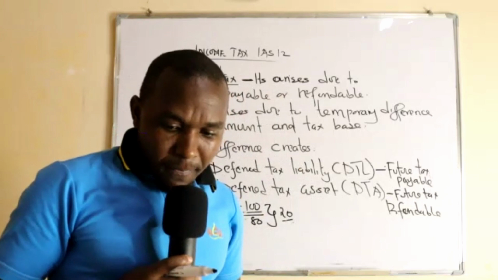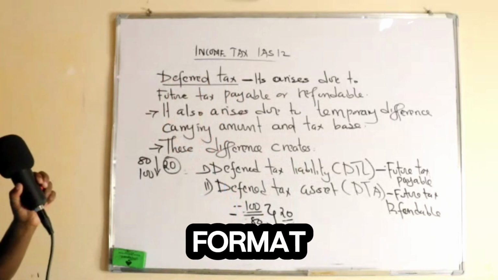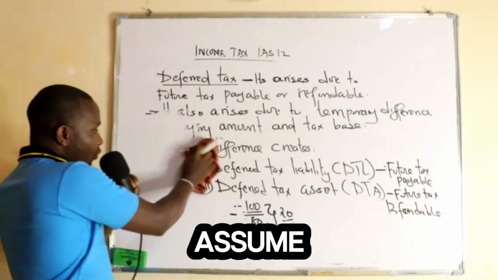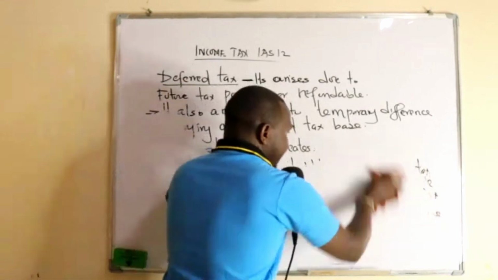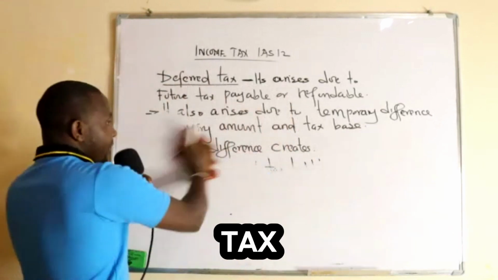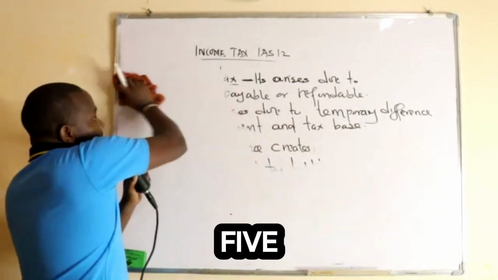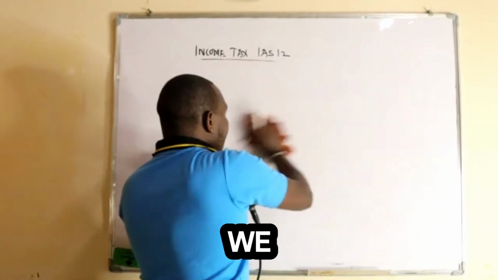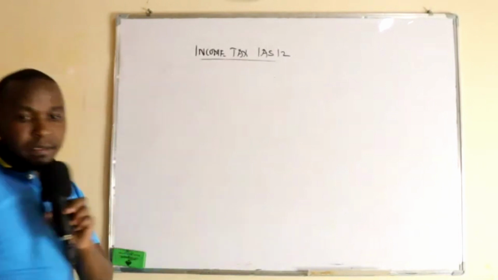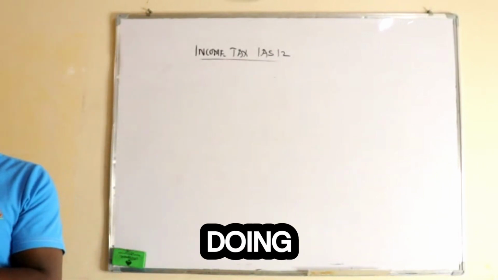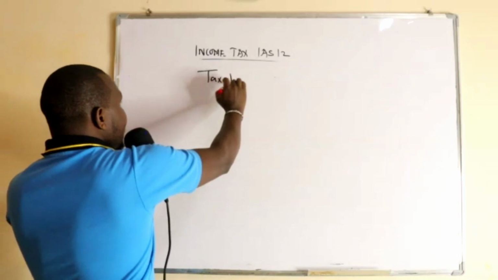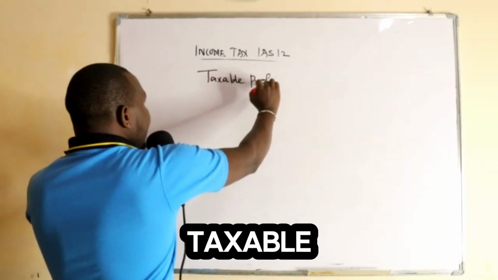So we will have the format of the P&L. And I don't want to assume that you have done tax. Let me say that you did tax 5 years ago. So how do we get the taxable profit? For those who are doing tax, how do we get the taxable profit?